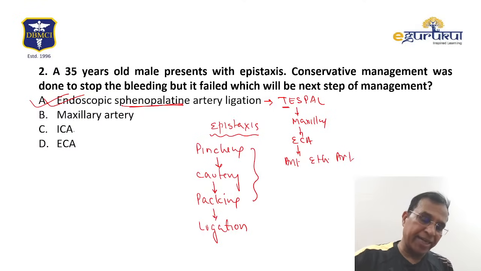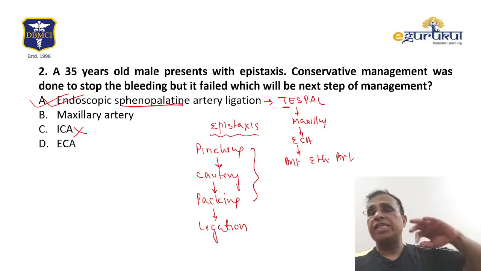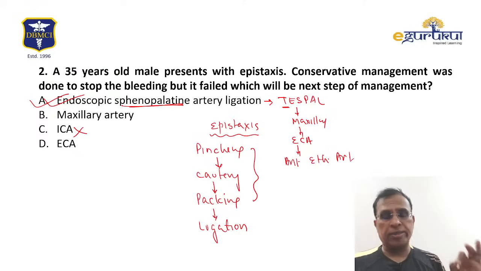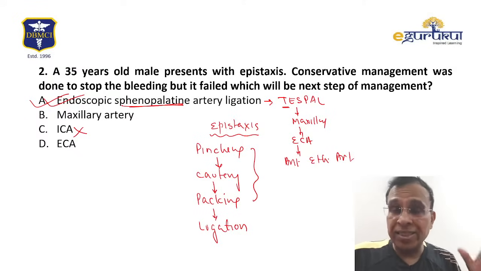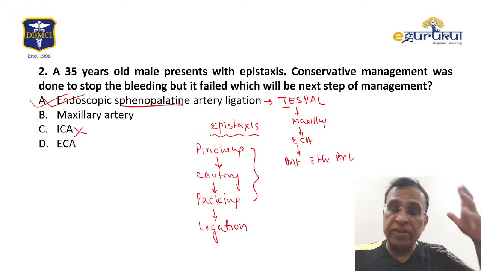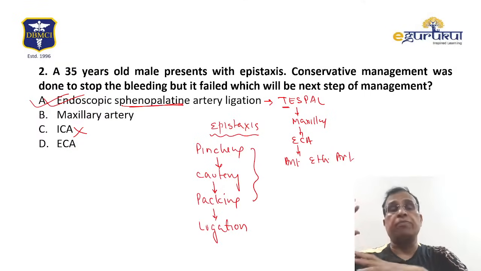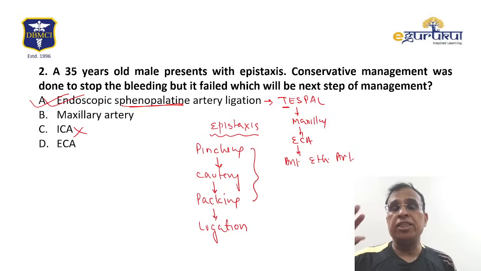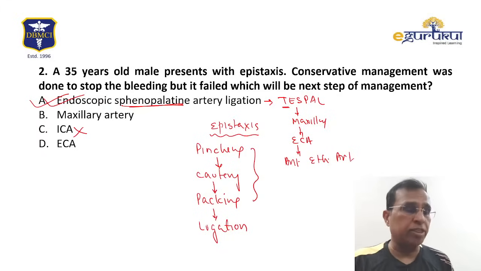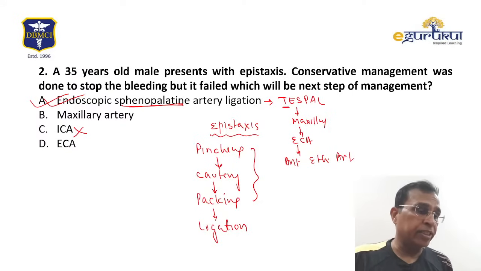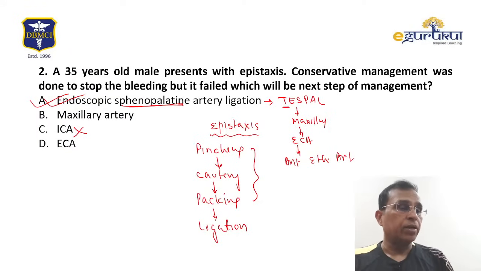We never ligate the internal carotid artery, never. There is no indication for internal carotid artery ligation because internal carotid is the supplier of the entire half of the brain. So if you ligate the internal carotid artery, the opposite half of the brain is completely shut off, and this patient will lead into hemiplegia, isn't it? So you cannot ligate the internal carotid artery, right?